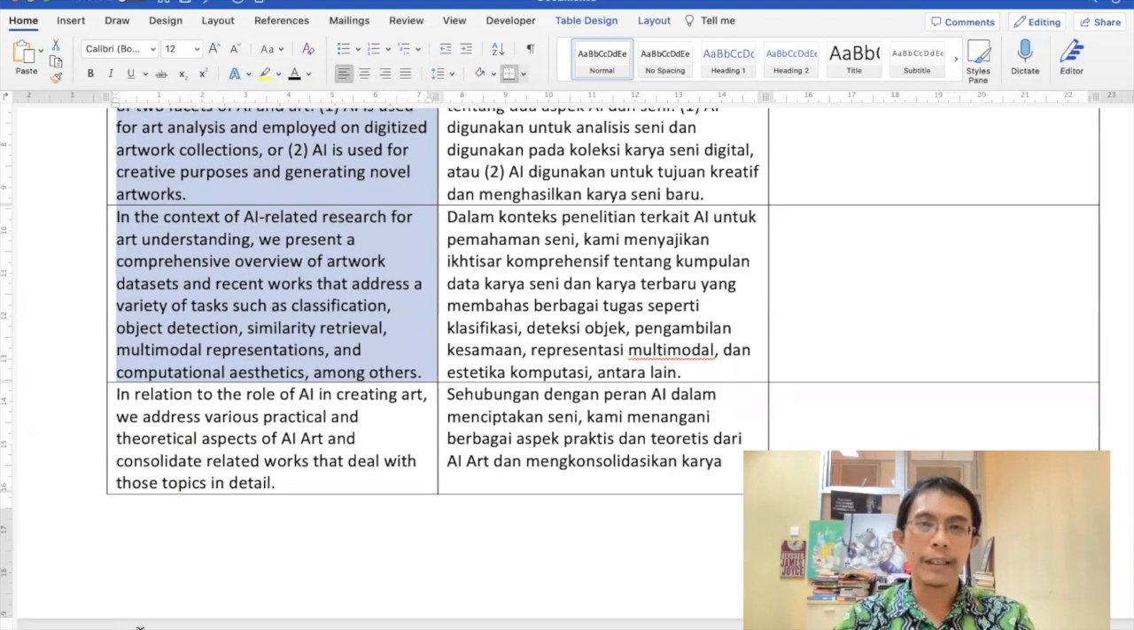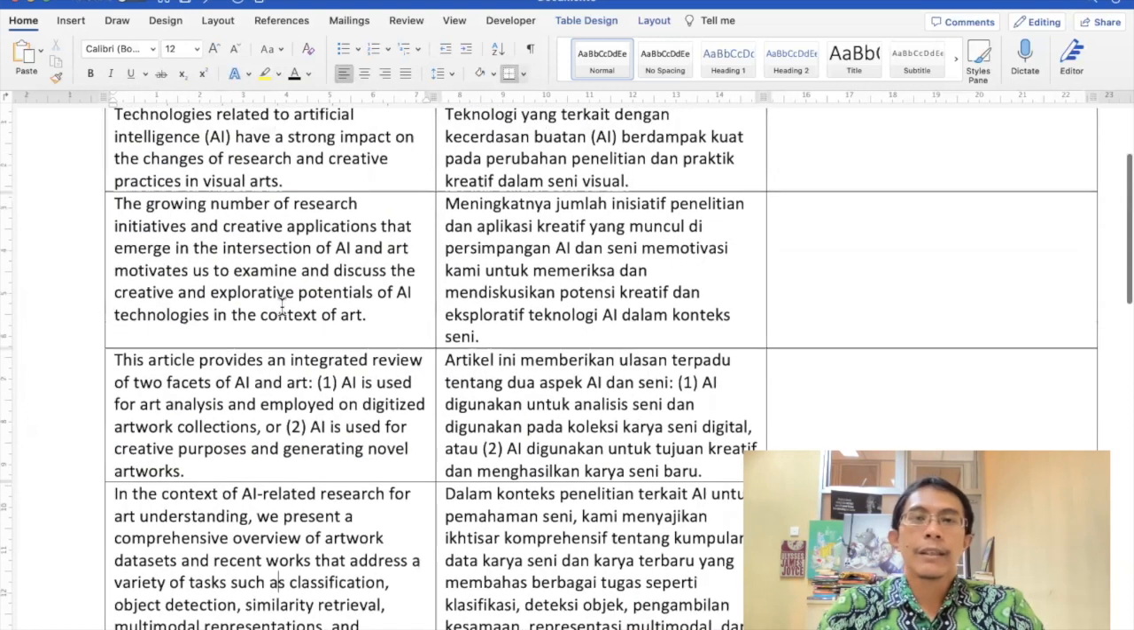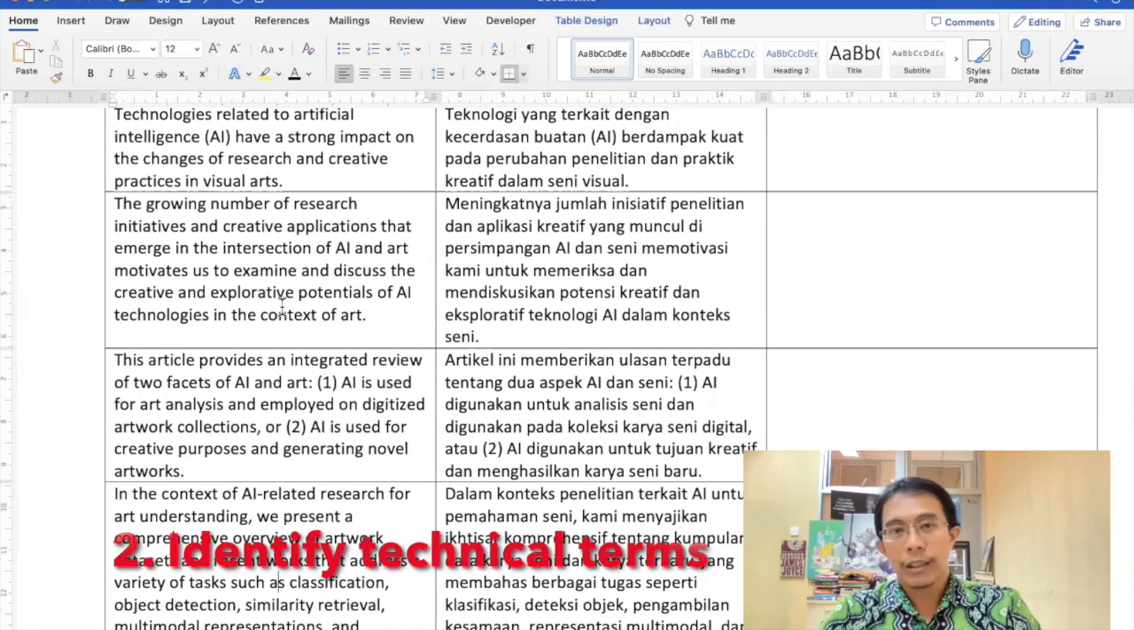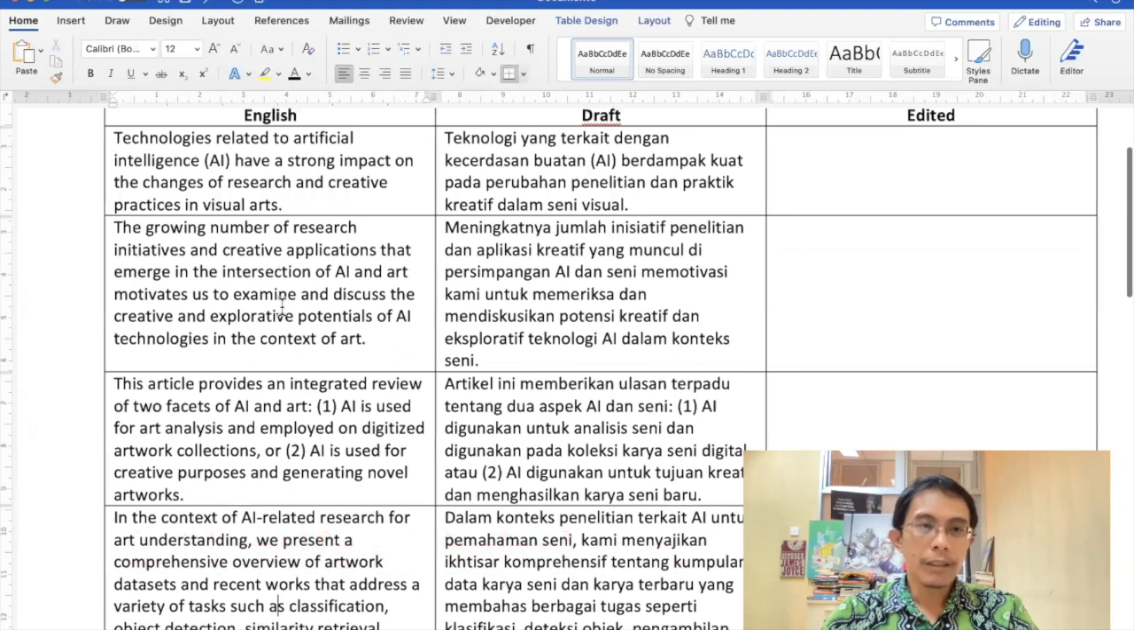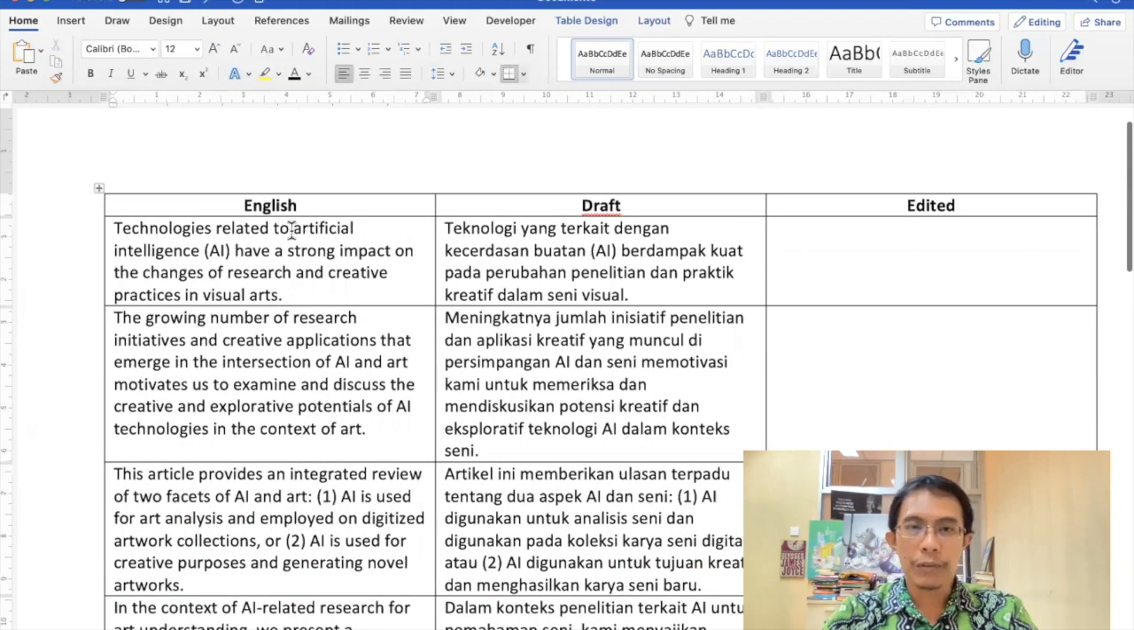The second thing is, as usual, we need to look at the technical terms, the terminology. For example, in this one, we have artificial intelligence. This is a technical term that will appear over and over. So we need to make sure what translation we will use for this. Artificial intelligence, maybe in Indonesian, we can use kecerdasan buatan. So that's our standard translation.